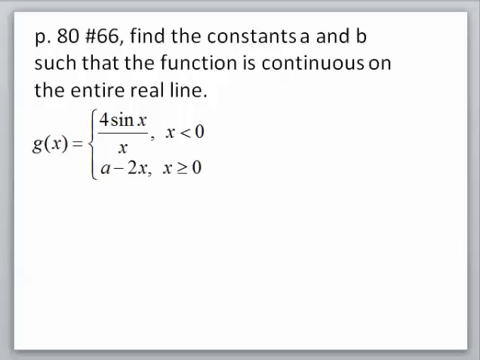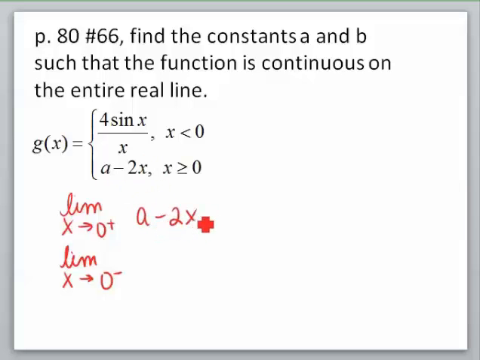So we're going to check the limit from the right and from the left. I'm going to check the limit as x approaches 0 from the right, and the limit as x approaches 0 from the left. From the right would be this line here, a minus 2x. Using the substitution method, we just plug that in, and we get a minus 0, which is a. The limit as x approaches 0 from the left is this first function, 4 sine x over x.